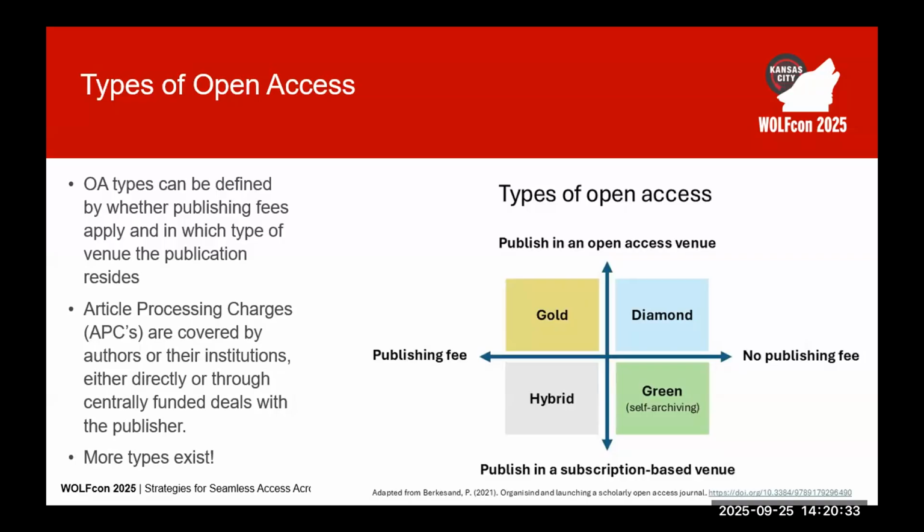And then the second main criteria of defining which type of open access you're looking at is where that material is originally published. Does it start out open access by being published in an open access repository or journal? Or does it originate in a subscription database and then become open access later through various avenues?